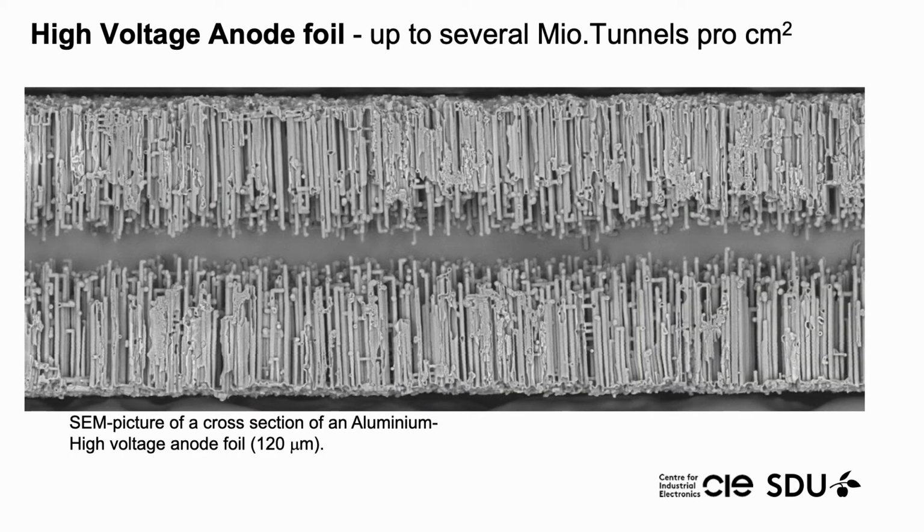This slide shows the core material of a high voltage aluminium electrolytic capacitor, the anode foil. Here you can see the SEM cross-section of a circa 120 micron thick anode foil. One can see the etching structure composed of several million so-called tunnels etched perpendicular into the surface. This etching structure is responsible for the high capacitance of a high voltage aluminium electrolytic capacitor.